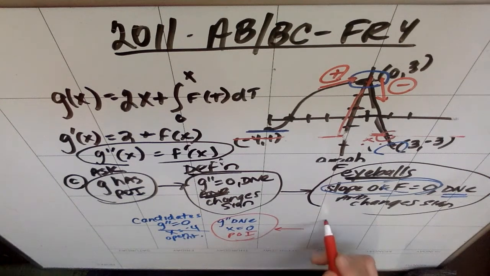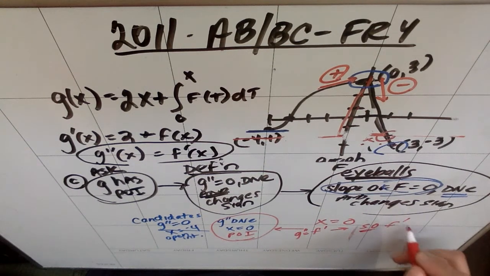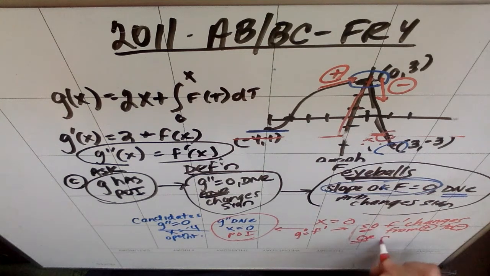So my answer is x equals 0. And my reason is because g double prime equals f prime. And there are two ways to say this. You can either say the reason is f prime changes from positive to negative, or if you feel more comfortable, you could say that f changes from increasing to decreasing. Those are the same thing.